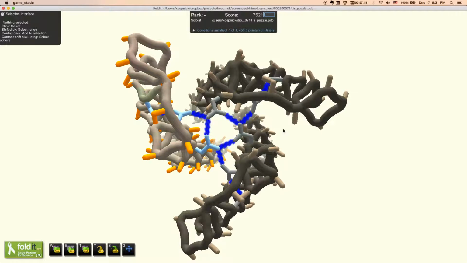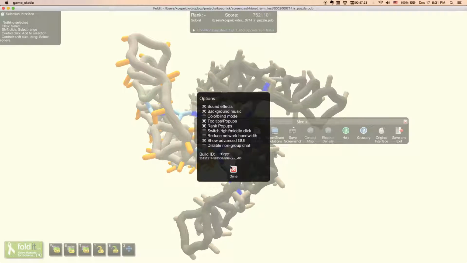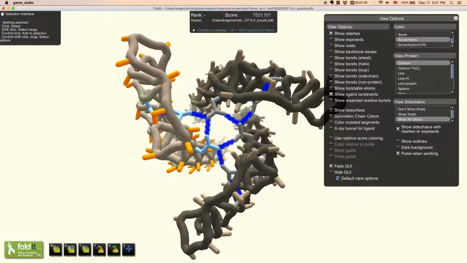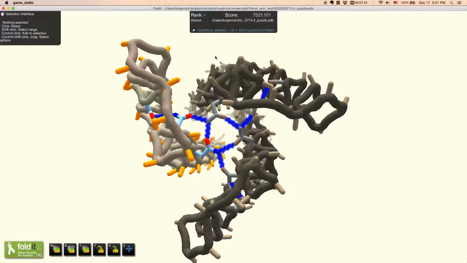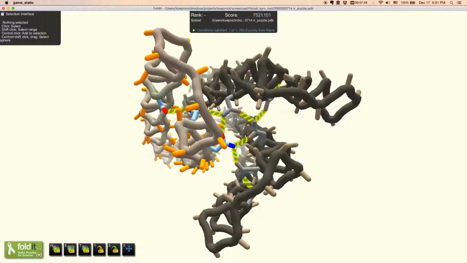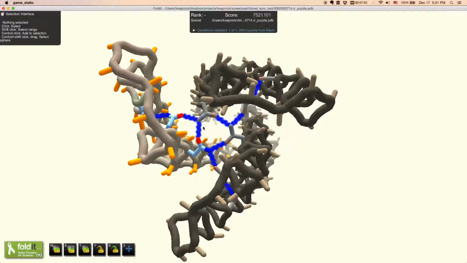So the next thing we want to do is make sure that we have advanced GUI options enabled. And then we'll go to our view options, and I want to make sure I can see all the side chains. And I like to color the atoms with CPK coloring so I can see which atoms are red, those are oxygens, and which ones are blue, those are nitrogens. And here we see that hydrogen bonds are typically forming between red atoms and blue atoms, which is typical for reasons we'll get to in a minute.